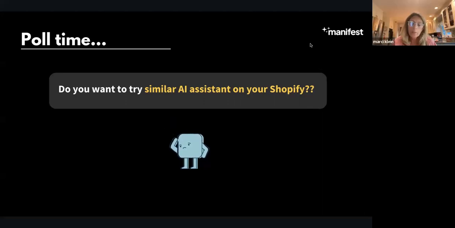Would it read documents as well? If customers have questions about a lesson plan, would it read a document and understand the document, or only the text that's on Shopify directly?